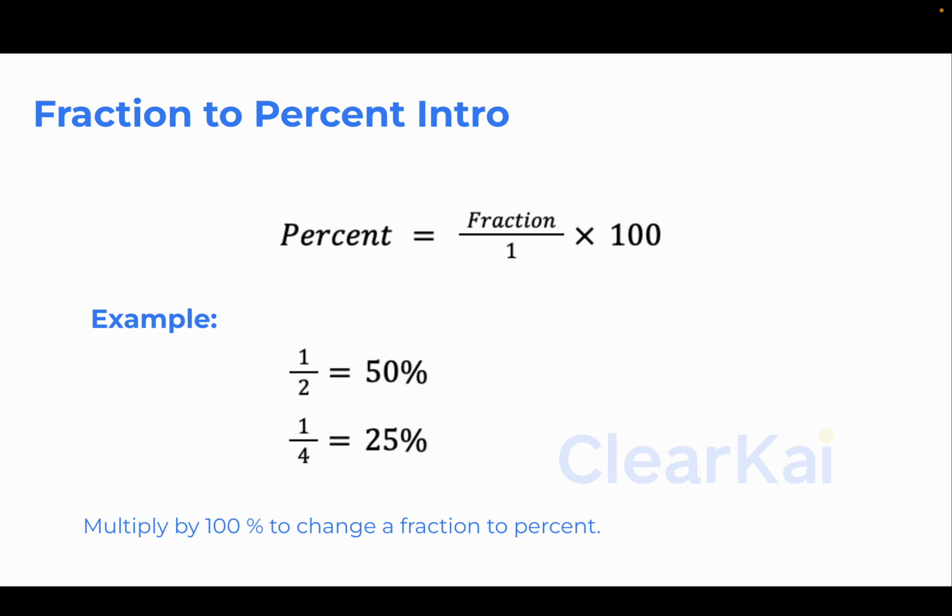Let's look at an example. 1/2 times 100 equals 50. So 1/2 is 50%. 1/4 times 100 equals 25. So 1/4 is 25%. So whenever you want to change a fraction into a percent, just multiply by 100. That's it.